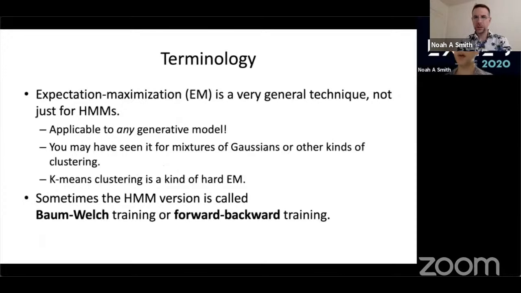Okay, stepping back a little bit, I presented to you the EM algorithm as applied to hidden Markov models. But in fact, EM is an incredibly general technique. It was originally introduced in the 60s for HMMs by Baum and Welch, and for a long time it was called Baum-Welch training in that case, or forward-backward training for the obvious reason, it uses the forward-backward algorithm. But anytime you have a generative model of your data, you can apply EM.